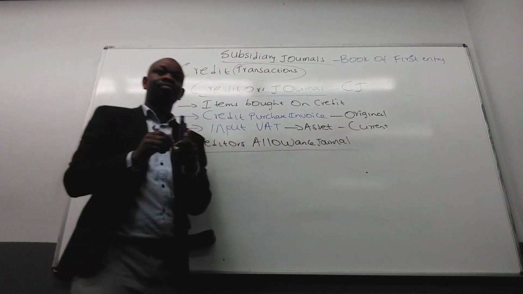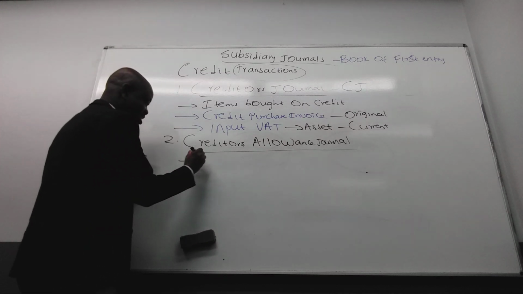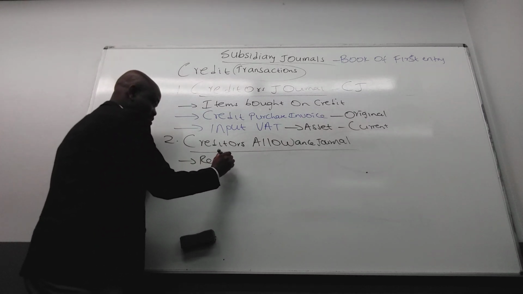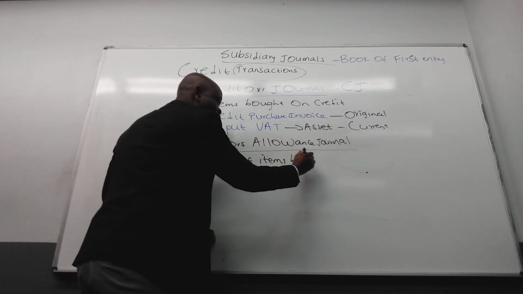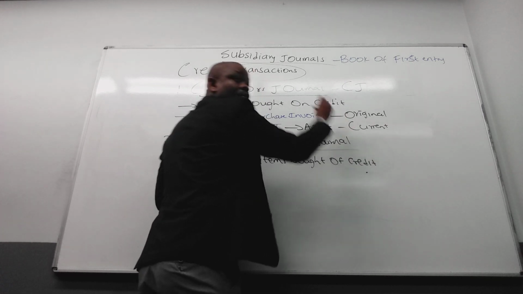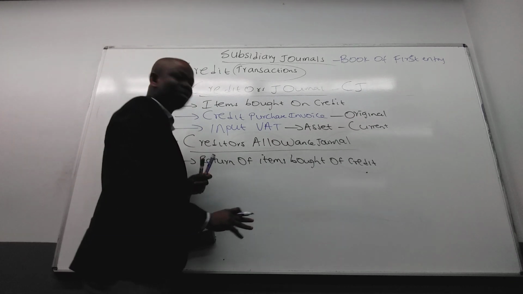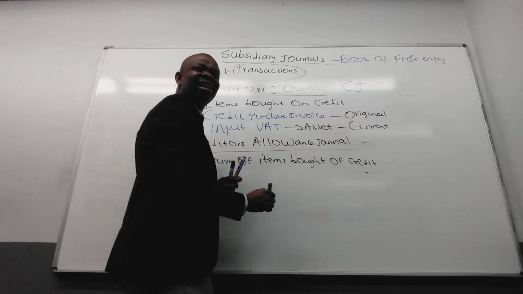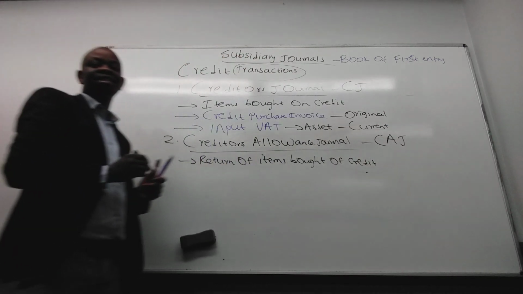Okay? Return. This is the return of items bought on. I'm talking about this one. You buy here, you can return back. What is the abbreviation there? CAJ. Thank you, guys.